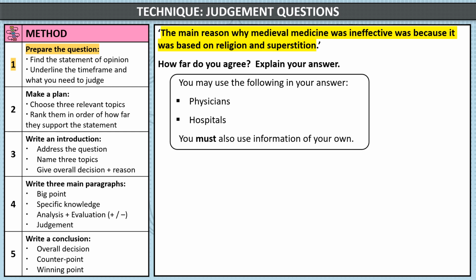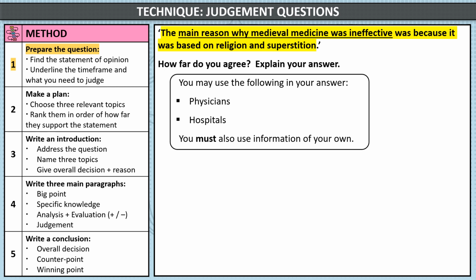Firstly, we need to find the statement of opinion. This will be in inverted commas at the start of the question. You can see I've highlighted it here. We should read this a couple of times through in the exam, checking we're absolutely sure that we have understood it. We will be given a time frame to focus on. In this case, we're being told to focus on the medieval period.